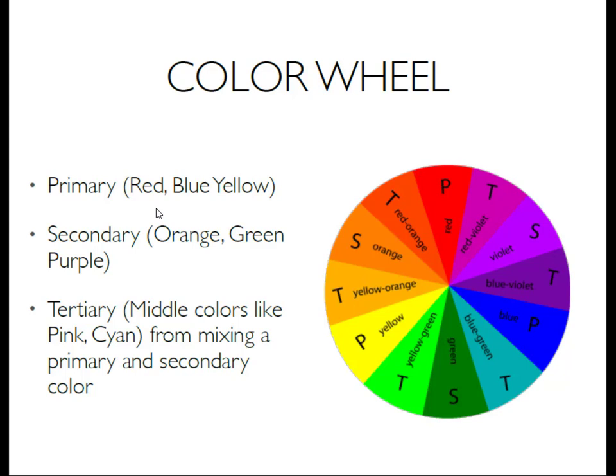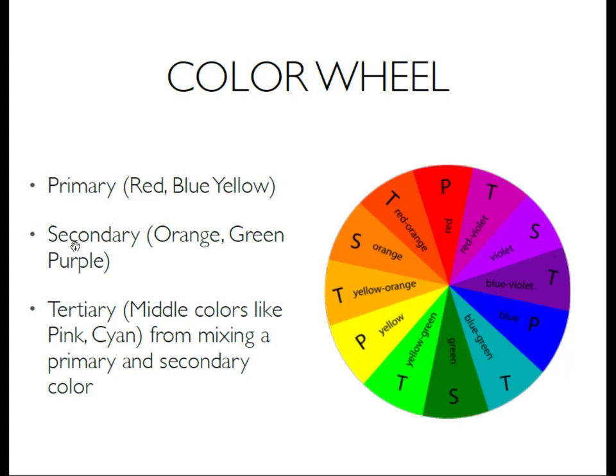Okay, so first we have primary colors. These are the ones that you're probably most familiar with. These are going to be your red, blue, and yellow. So if you look at this color wheel right here on the screen, these are the colors that break up the wheel into thirds. Okay, so red, yellow, and blue, the P stands for primary. These are going to be all of our primary colors.